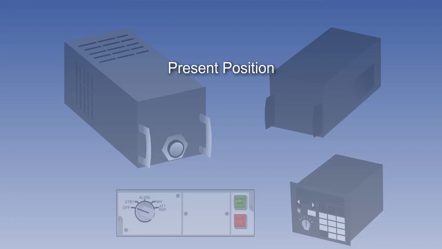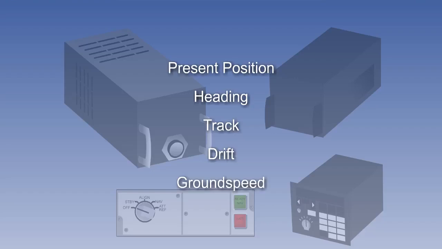INS measures or calculates the following navigational information: present position, that is, latitude and longitude; heading, which way the aircraft is pointing; track, the direction of the aircraft's path over the ground. The difference between heading and track is called drift. It is caused by crosswind. Ground speed, that is, the speed over the ground, is usually not the same as the speed through the air. Again, this is the effect of wind.